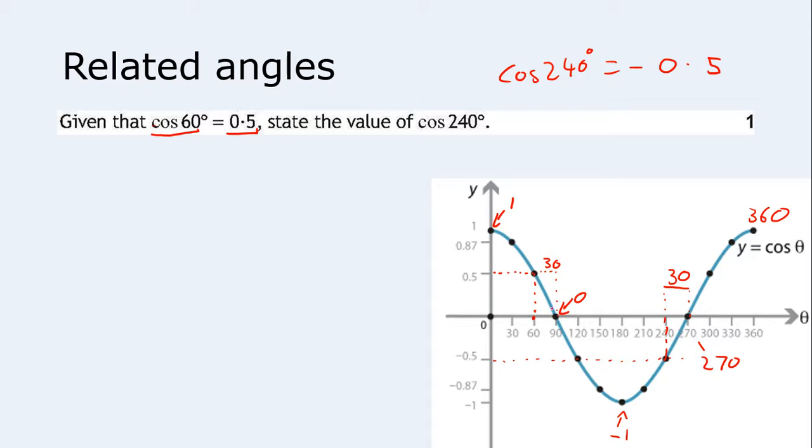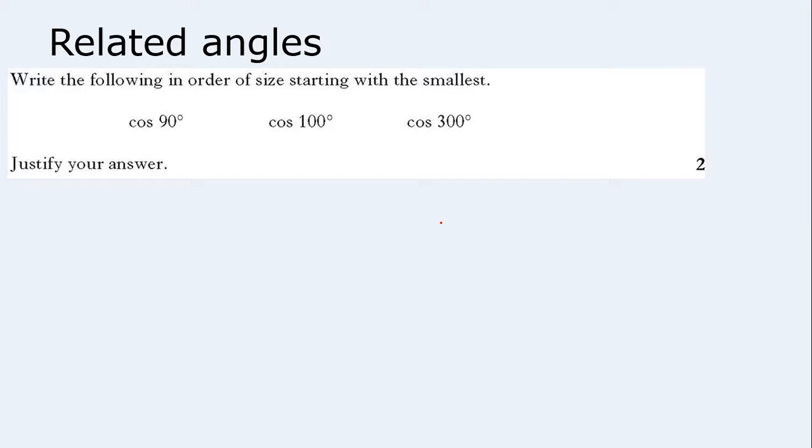So you can think of it in blocks of 30. From here to here, it changes by 30, and from here to here, it also changes by 30, again because it's a mirror image, which is why you get to minus a half. So this point is also minus a half. And then because the whole thing is a reflection, this distance here is also 30. So it's also going to be minus a half. Okay, the more you see, the clearer it'll be.